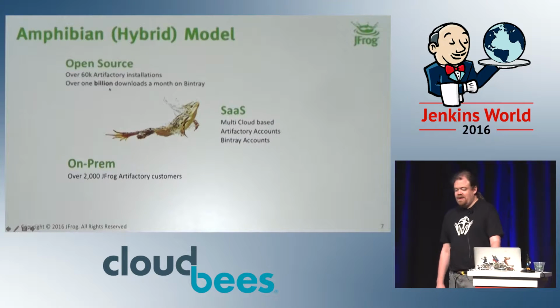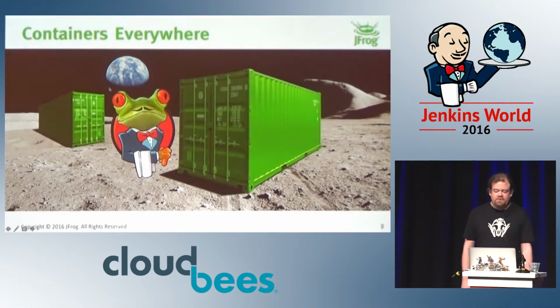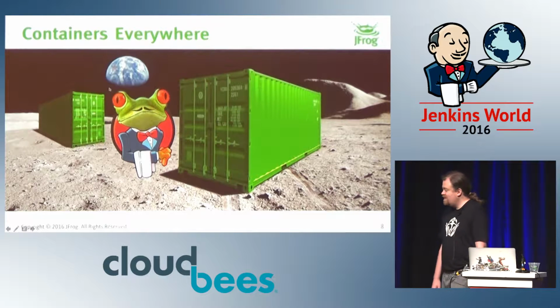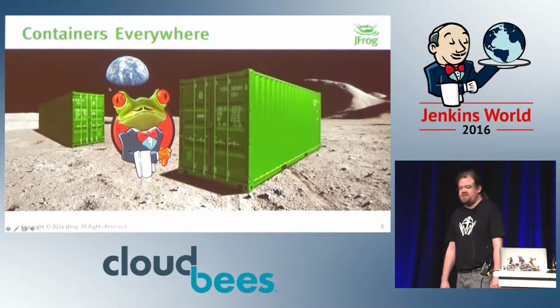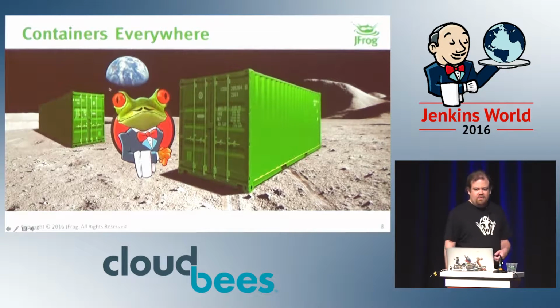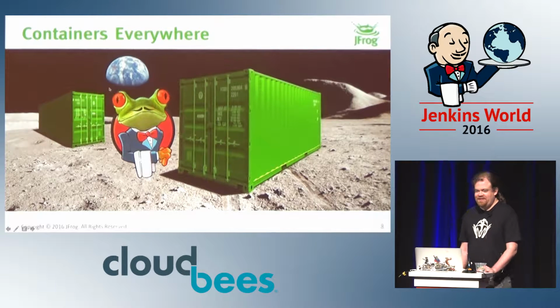But enough about JFrog. You probably want to hear about Jenkins and Docker containers, which isn't unreasonable because containers are pretty much everywhere. Every conference I go to, I'm hearing about containers, and everybody wants to use them. And of course, we all want to use our favorite automation tool, Jenkins, in conjunction with our container architectures.